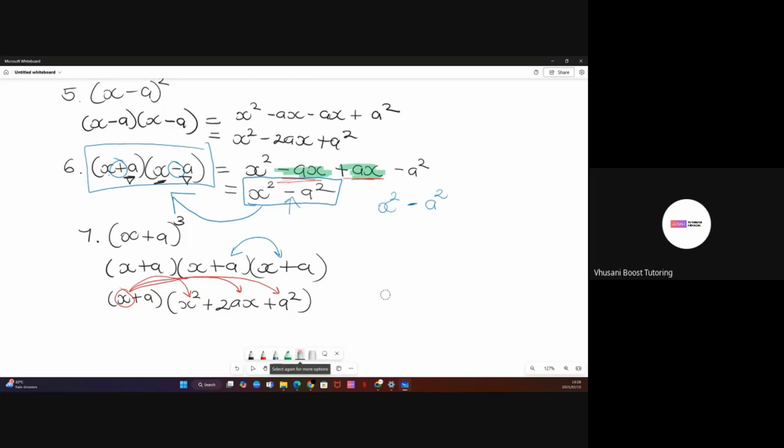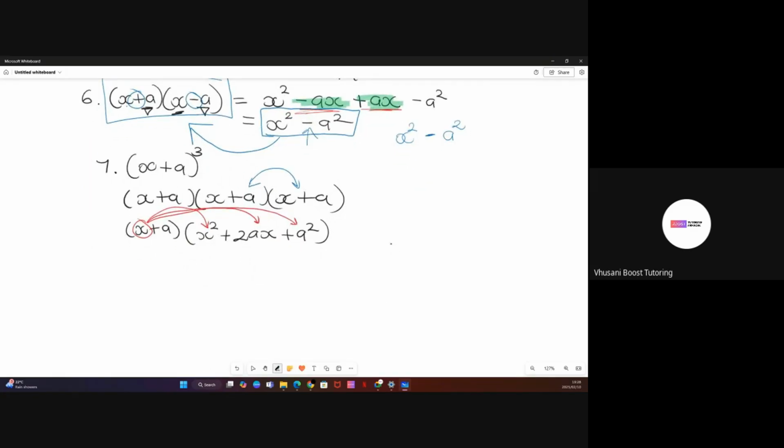And I'll do it just beneath over here. So we have the first term of this bracket multiplied by x squared. That's going to be x to the power of 3. I hope you guys don't say something like 3x squared. Please don't ever make that mistake. So it's x to the power of 3. And then the first term of this bracket and the second term of this bracket, that's going to leave us with a 2ax squared. And then the last one, which is this x and this a squared, so it's going to be a squared x.